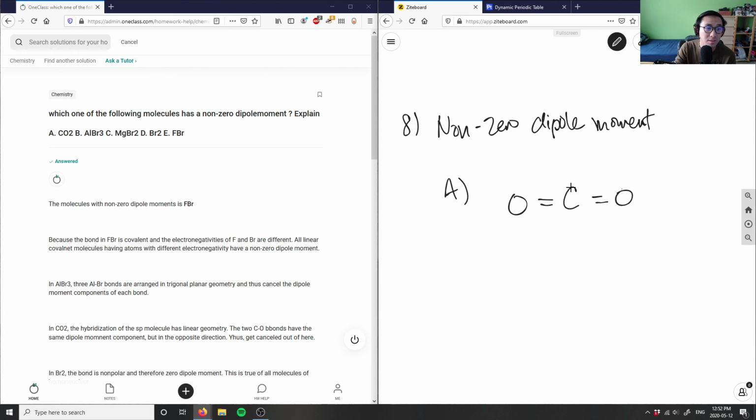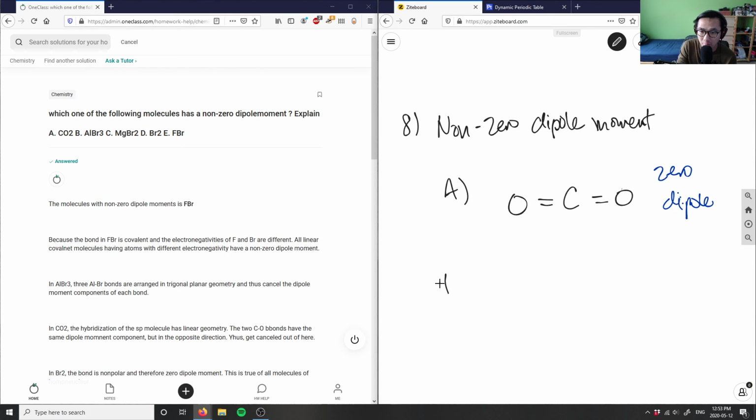So this here is a zero dipole moment. We only have a zero dipole because the elements on both sides are the same and it cancels out, right? So this here is a zero dipole.